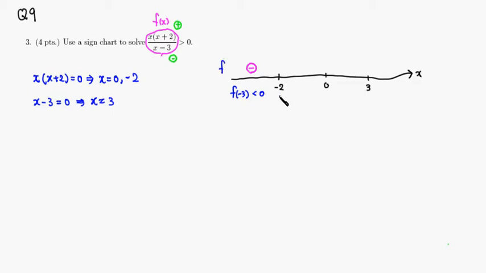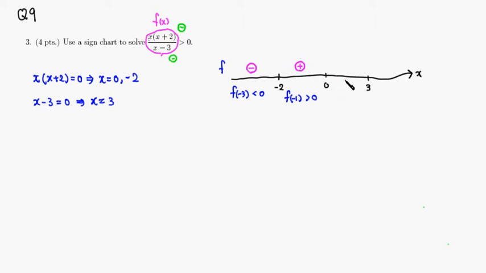How about between negative 2 and 0? We can try negative 1, so f of negative 1. Negative 1 is negative, and negative 1 plus 2 is positive, so on top we have a negative sign. Negative 1 minus 3 is still negative, and negative divided by negative is positive. So on this interval, the function is always positive.